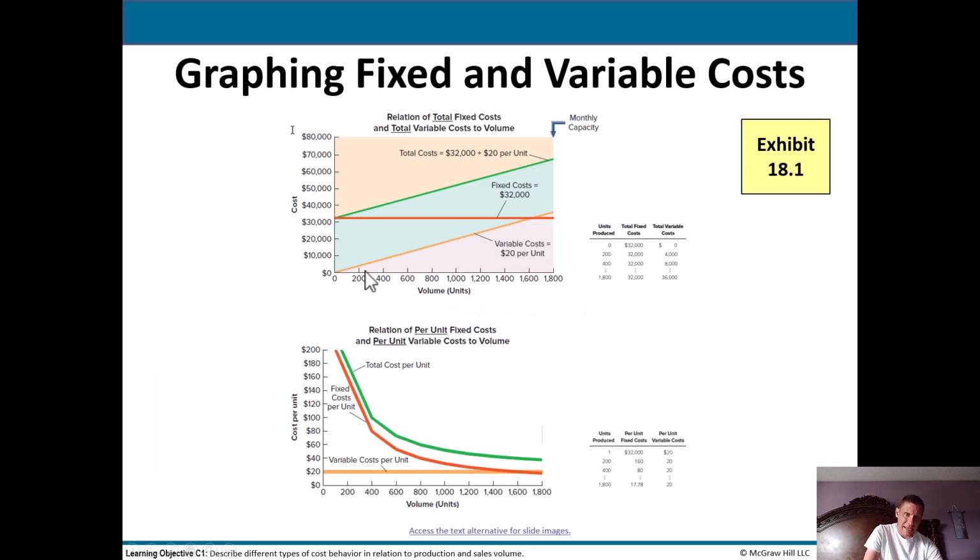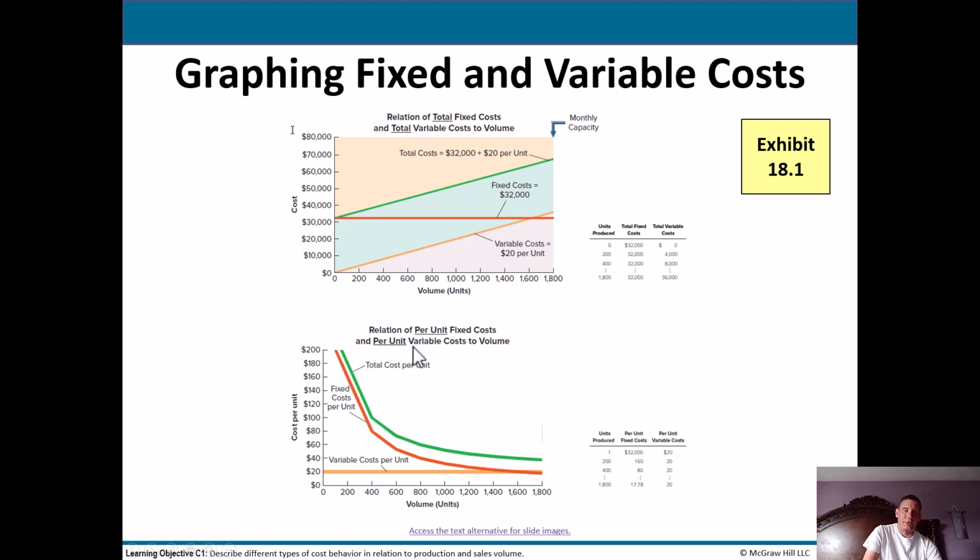What they're doing now is they're taking this orange line and adding it onto the fixed cost, because our total cost, which will be fixed and variable, would be our fixed cost of 32 plus whatever our variable cost is. In this case, it's $20 per unit. So if we produce nothing, we still have to pay these fixed costs of 32,000. Again, think like the landlord doesn't care whether you're producing, they just want their rent check.